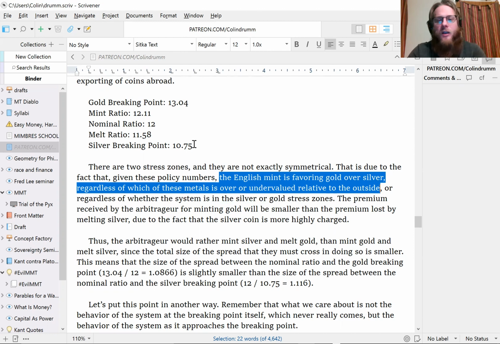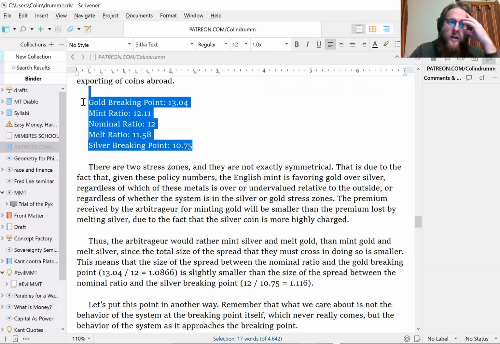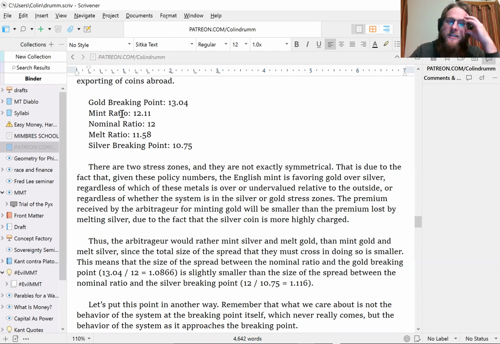So this policy snapshot here has nothing whatsoever to do with whatever the price or the spread between gold and silver is on other markets. It's purely defined by the coins and the mint price. Unless the mint changes one of the coins, it's always going to be favoring gold, in the sense that it values gold more highly at the mint window than it does in the melting pot.